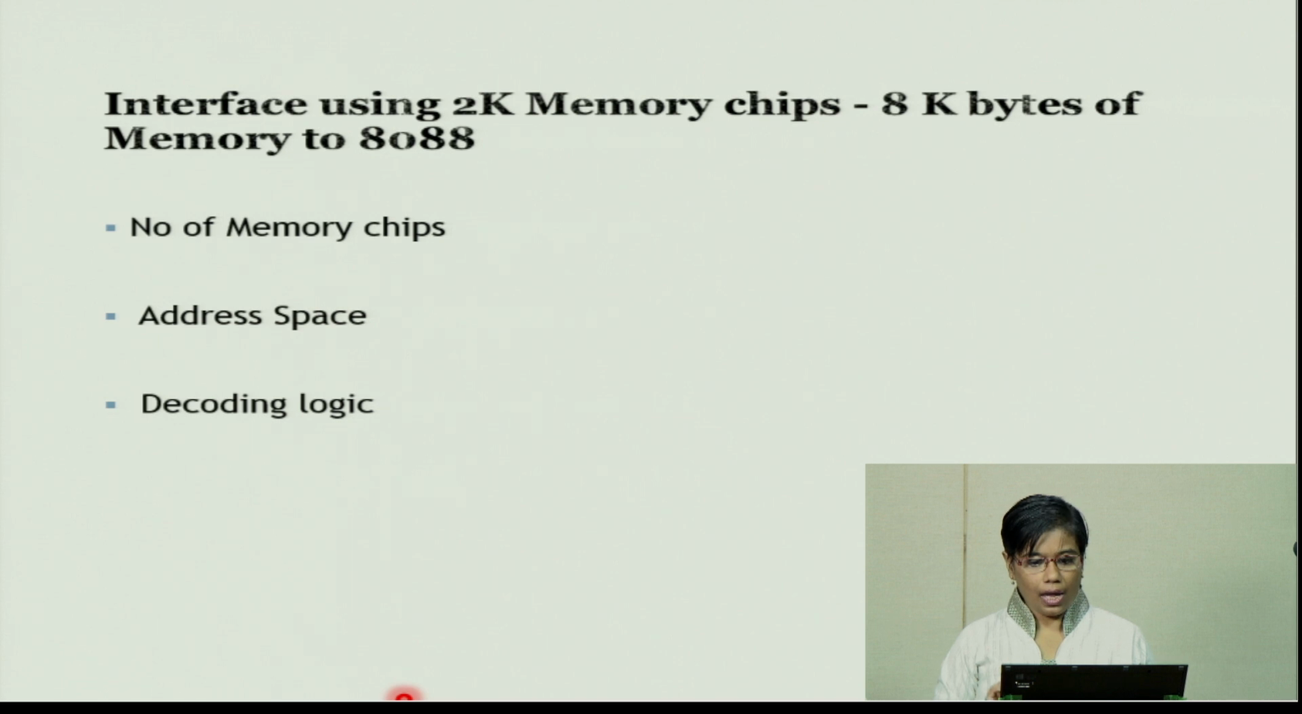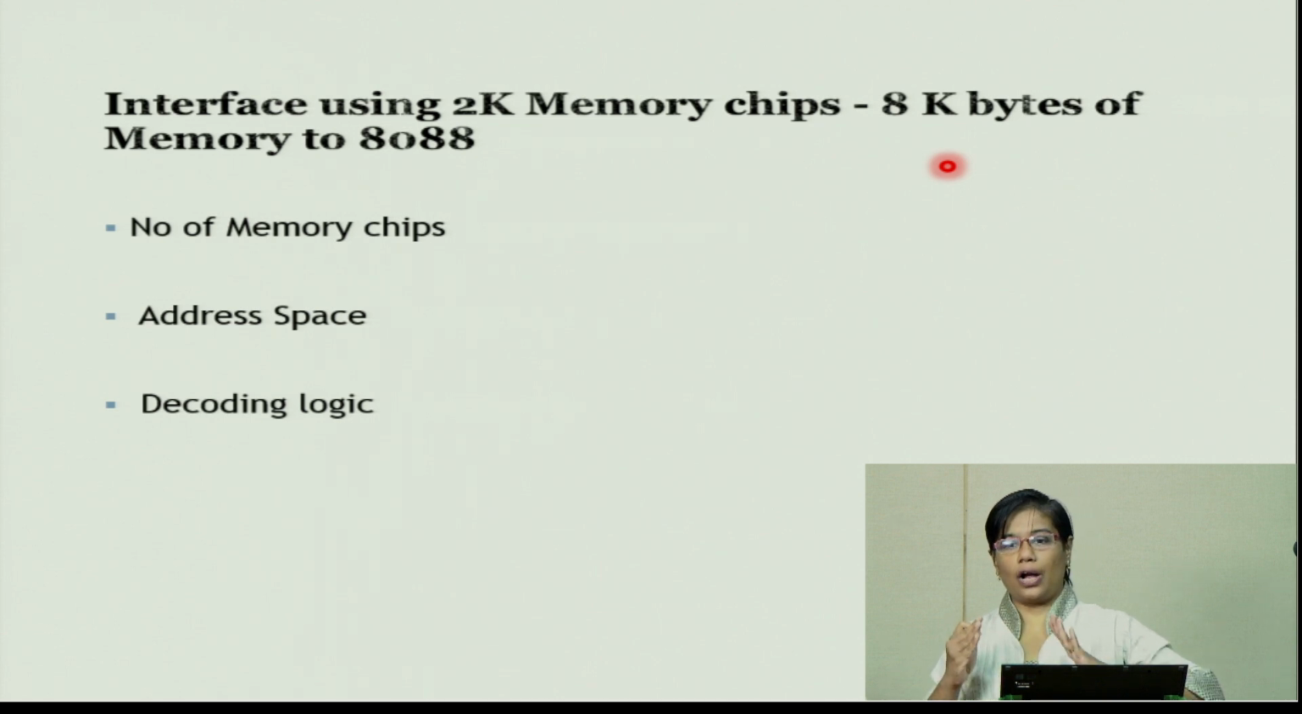We are going to see how to interface 2K memory chips. We have 2K memory chips. We need to connect up to 8 kilobytes of memory to 8088. Okay. We have to have an 8088 system which is going to have 8K of memory, and what is available with us are 2K memory chips.